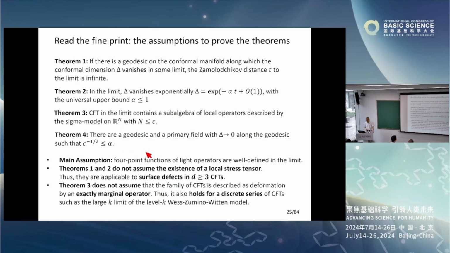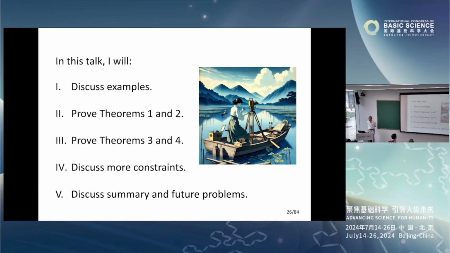And this third claim does not even assume that there is a continuous parameter. So even if you have a discrete family of conformal field theories, the limit always contains some flat space sigma model. For example, the large level limit of the Wess-Zumino-Witten model is a flat space conformal field theory. So this is an example of that. Okay, so this is the plan of the remainder of the talk. I'll discuss some examples, prove the first 2 statements, prove the second statement, and discuss more constraints.